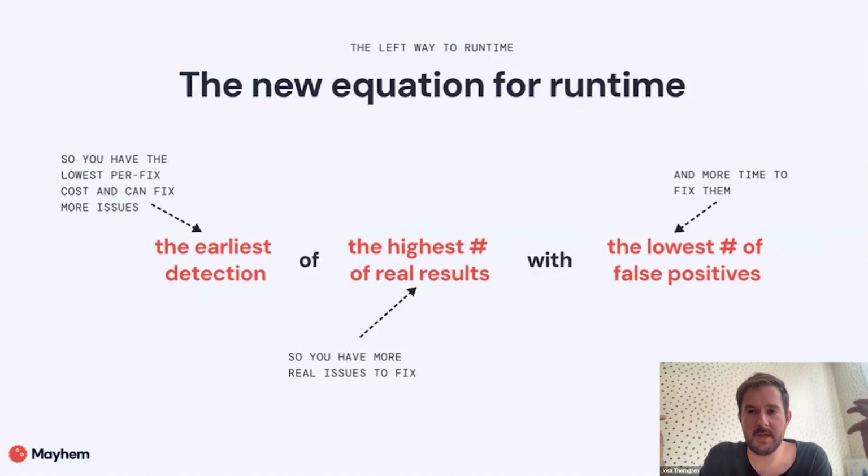So the things that you need to really prioritize being shifted left are, how do you figure out the largest number of issues to remediate with the minimum amount of noise for triage? The earliest detection gives you the lowest per fixed cost. The highest number of real results gives you the biggest bang for your buck as far as security improvements. The lowest number of false positives means that you aren't wasting your time triaging. You're actually able to execute against your list of vulnerable packages, CVEs, CWEs, etc.